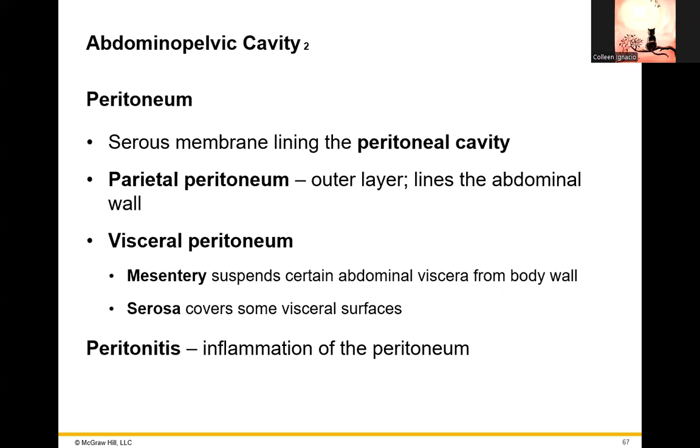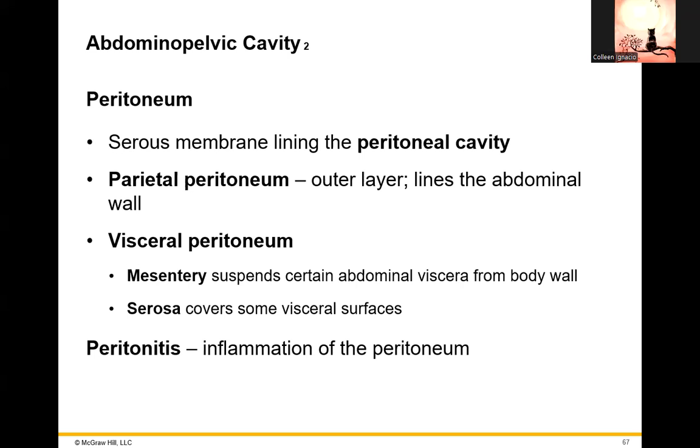We have the parietal peritoneum and the visceral peritoneum. So the parietal peritoneum is the outer layer that lines the abdominal wall. The visceral peritoneum has a mesentery and serosa. So have you ever heard of someone saying, oh, I had a visceral reaction, right? That means a gut reaction, right? So this is what we're thinking about. So the mesentery is very important because it actually suspends certain abdominal viscera from the body wall. And the serosa is the covering of these visceral surfaces.